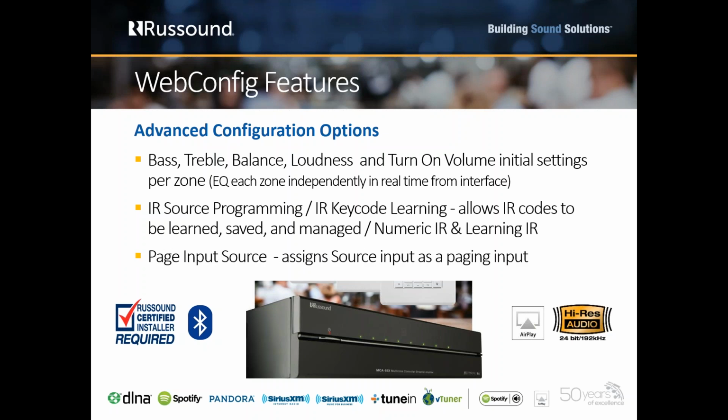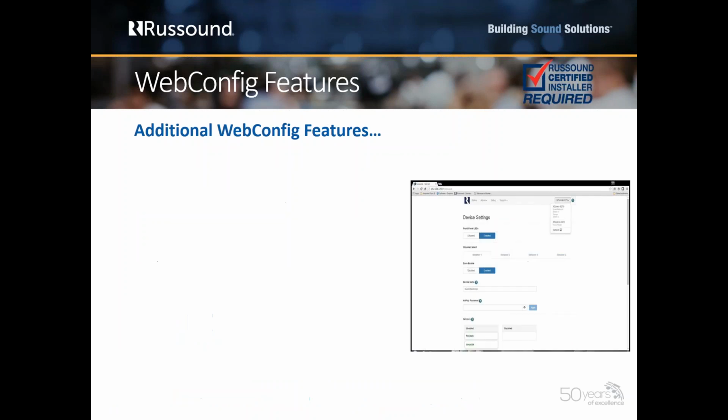I also can select my page input source. On MCA 66, source number 6 input can be used either as a paging input or as a regular source input. I would assign it as a paging input or a source input within web config. On MCA 88 or 88X, source number 8 can be either a dedicated page input or source input, selectable right here in web config.